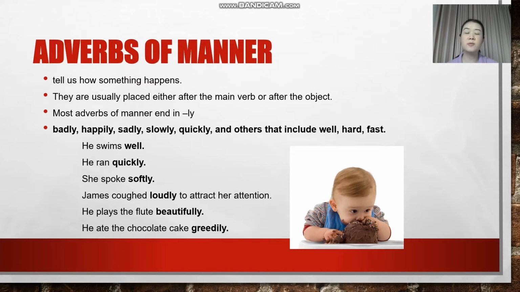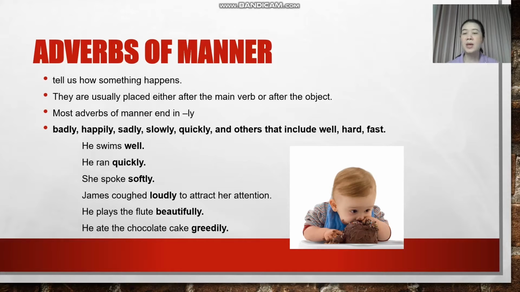Most adverbs of manner end in ly. I have to say that most of them because we have both like ending with ly and some of them they do not have those suffixes. Okay, like the word badly, happily, sadly, slowly, quickly, and others that include like the word well, hard, and fast.